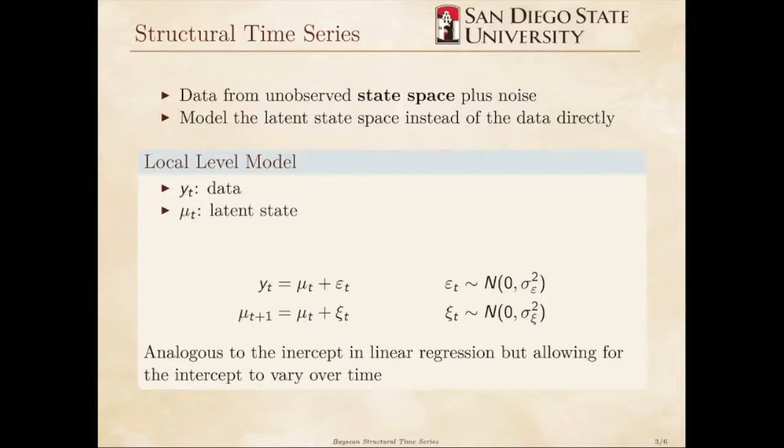The simplest model is called the local level model, and the equations for the model are listed here. Here, the t is the time index, and mu t is our latent state, the unobserved level at time t. There are two different sources of error here, the epsilon t and the xi t. These correspond to error in the level xi t and the error due to observation at epsilon t. This model estimates the series by considering only the level of the series at each time point. We can think of this as analogous to the intercept in linear regression, but allowing for the intercept to vary over time.